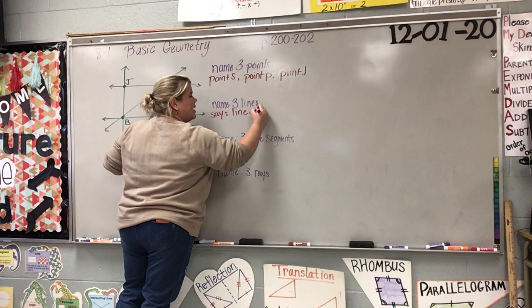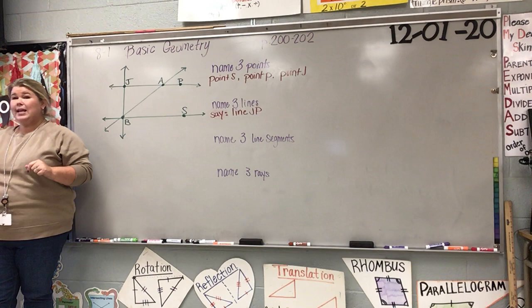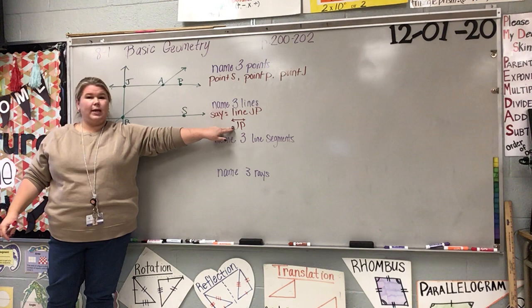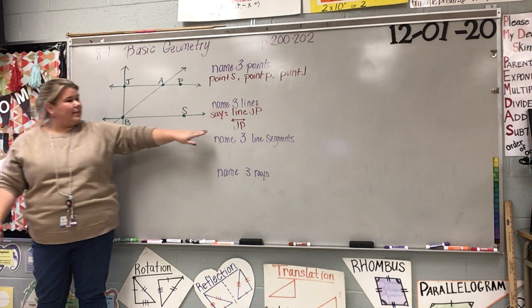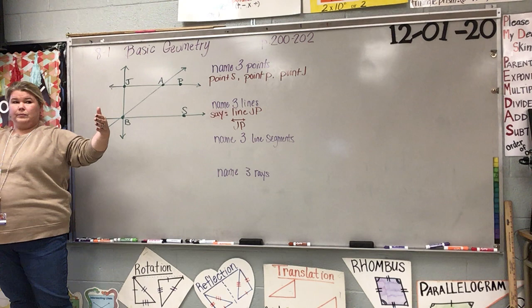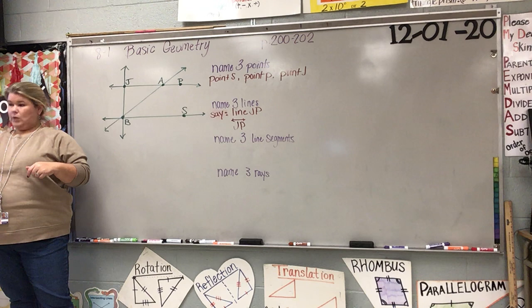But if I were to write it, not just say it, it would look like this. Do y'all see what I did on top of the JP? I drew a little line above it. That tells me that that is line JP. It's not a ray. It's not a line segment. It's the entire line JP. Give me another one.